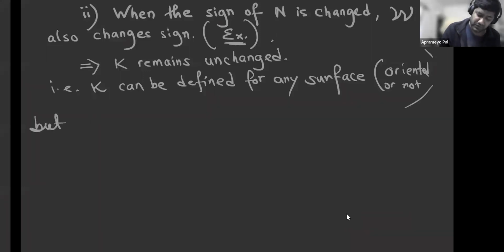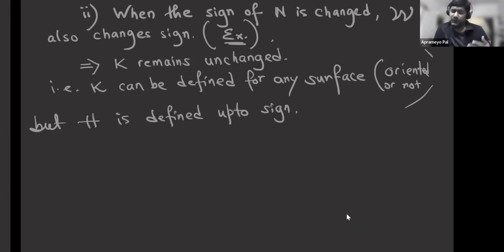But one would see some appearance of sign for the mean curvature. So H is actually defined up to sign, which is okay. Even when you have a definition up to sign, you can also determine the sign. I have 5 minutes left, so let me see how far I can go.